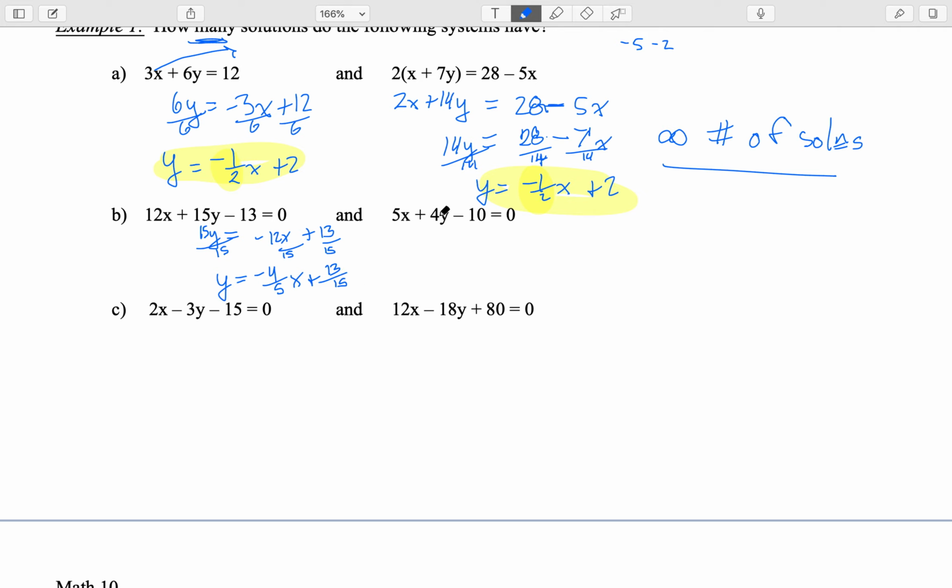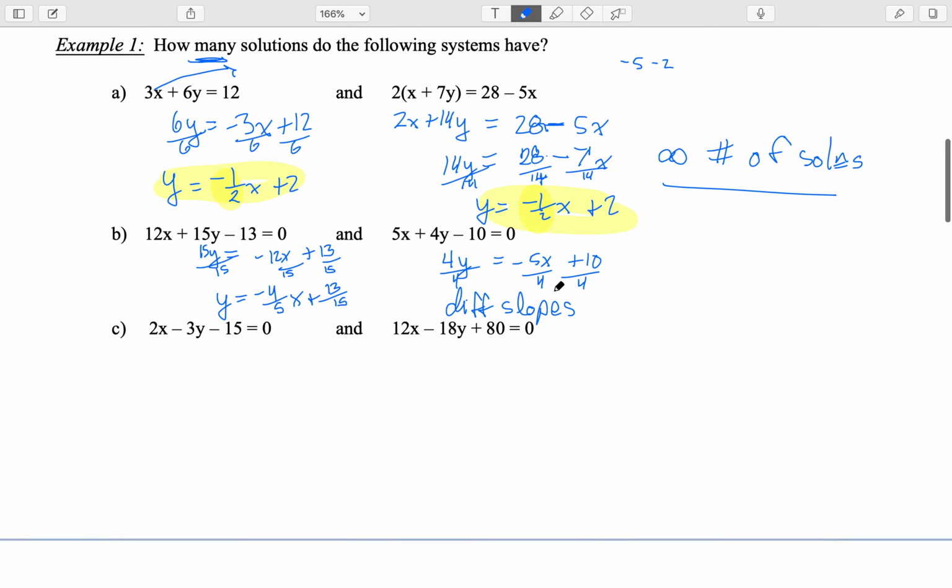Let's do the same thing over here. Solve for y equals. Okay, so plus 10 to both sides. I'm going to leave the 4y alone. Plus 10, plus 10. Minus 5x, minus 5x. Guess what? I'm going to divide by 4, divide by 4. I get the same. No, hang on. This is 4/5. This is 5/4. They have different slopes.